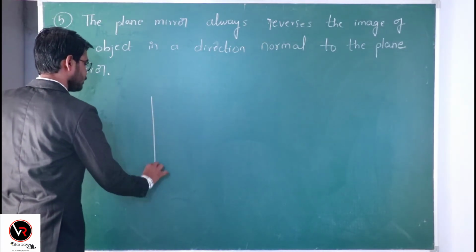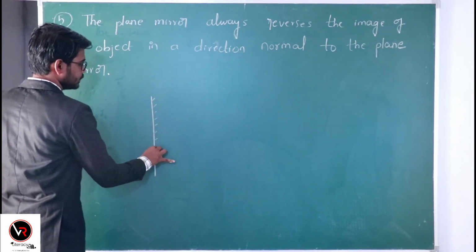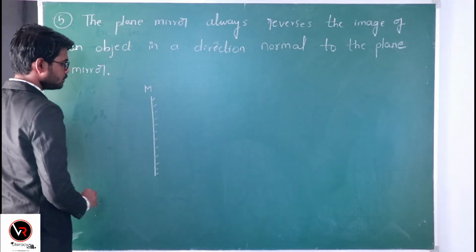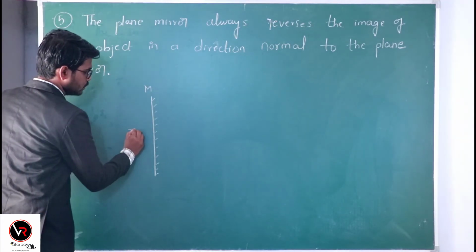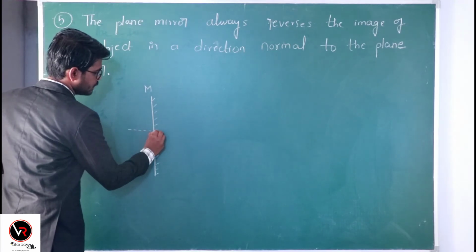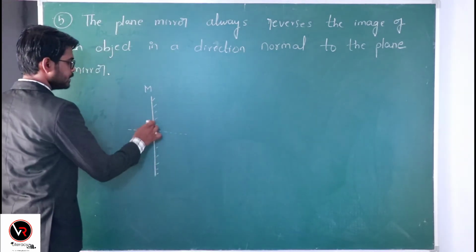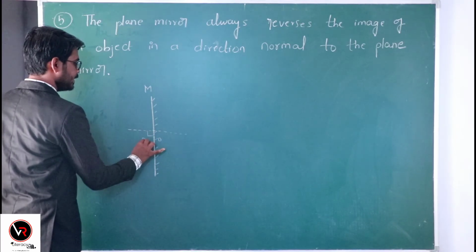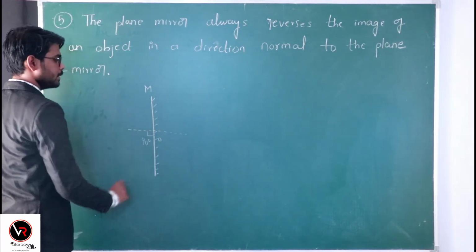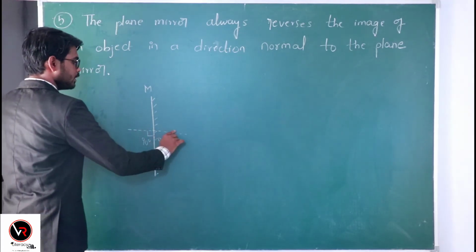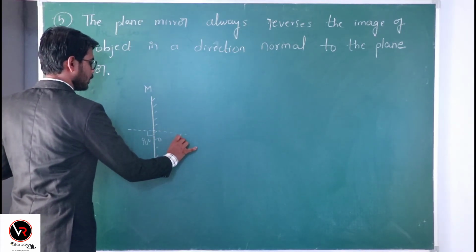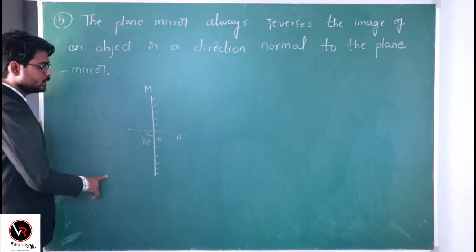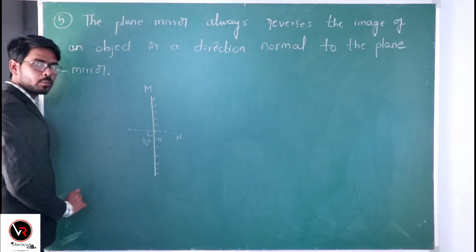See here, this is the plane mirror which is kept vertically. Name it as M. So draw a horizontal line which intersects this plane mirror at this point O and makes an angle of 90 degrees with the plane mirror. We call this direction the normal. So this is normal to the plane mirror, and the direction along this normal is called the normal direction.